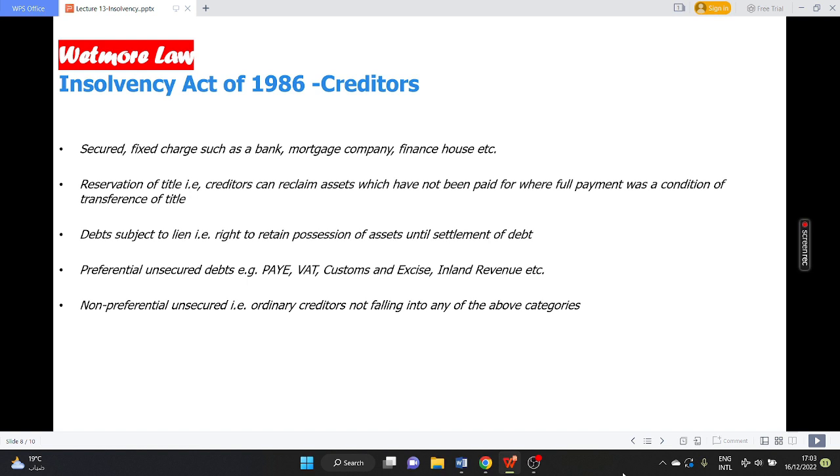Debts subject to lien. That is, the right to retain possession of assets until settlement of debt. Preferential unsecured debts, for example, pay, wages, customs and excise, inland revenue, etc. Non-preferential unsecured, that is, ordinary creditors not falling into any of the above categories.